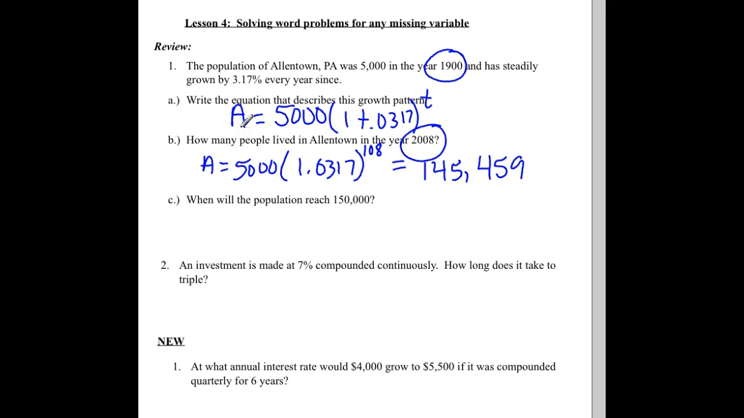Part C says, when would the population reach 150,000? Well, we know it took 108 years to get up to 145,000, right? So 150,000 is going to be a little bit more than what we've got. How do we work backwards? We want the population to be 150,000. We start with 5,000. We're trying to find time. How long does it take for that to happen? What do we do first?